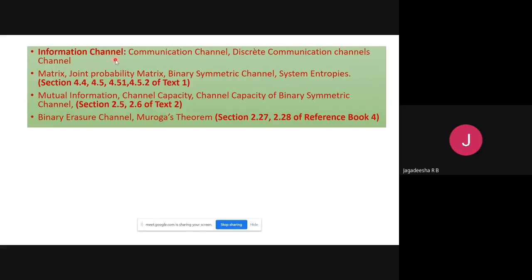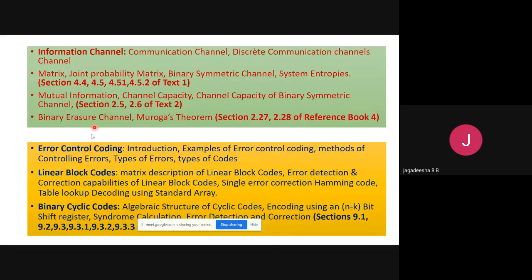So whether this channel exhibits any kind of property, of course, yes. That can be again modeled as a mathematical system. So that we will be studying in the third module. And in the fourth module, we see something called error control coding. In case of error control coding, again, we have the word coding. This coding or encrypting is done at the channel level.